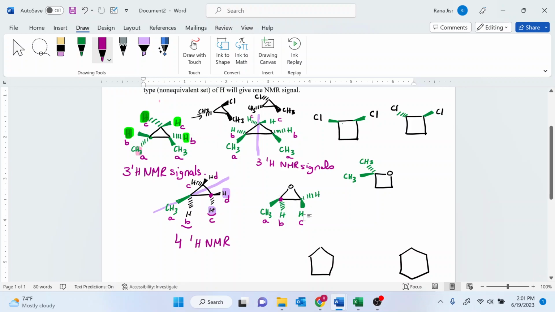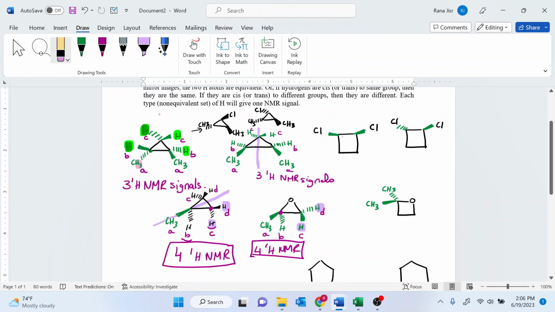So now the question is, this hydrogen, which is proton C, is it the same as this proton over here? Go ahead and replace. So if I replace this hydrogen by chlorine, then the chlorine is going to be cis to the CH3. And if I replace this hydrogen by chlorine, it's going to be trans to the CH3. No, they are different. So this is why I'm going to end up having 4 proton NMR signals in this case for this structure.